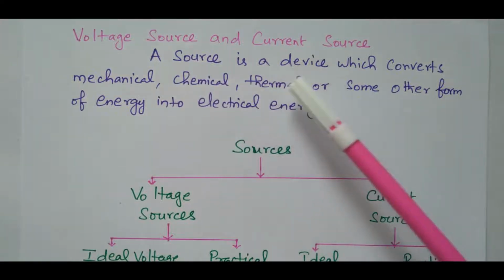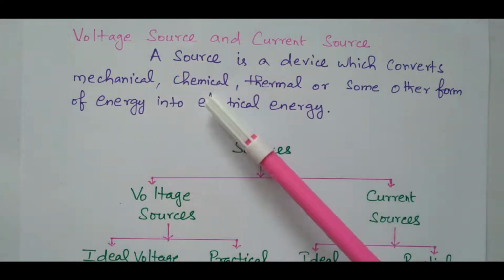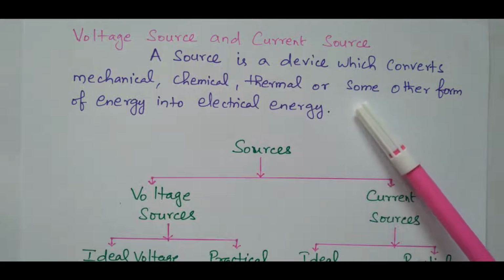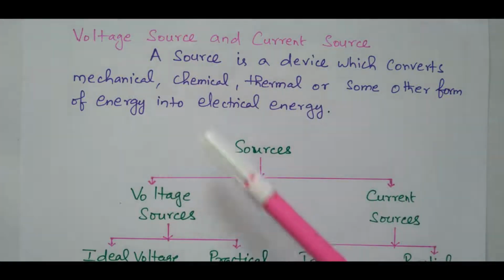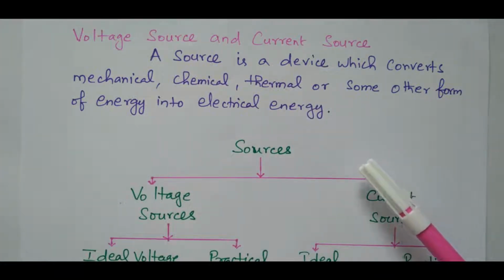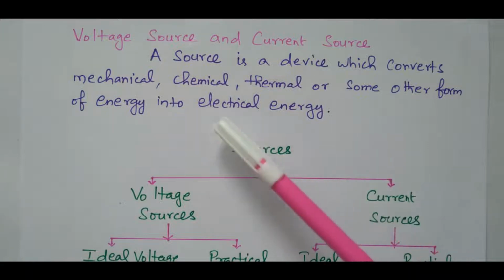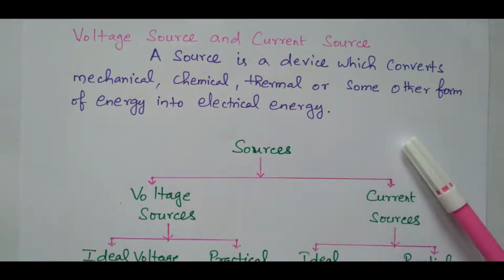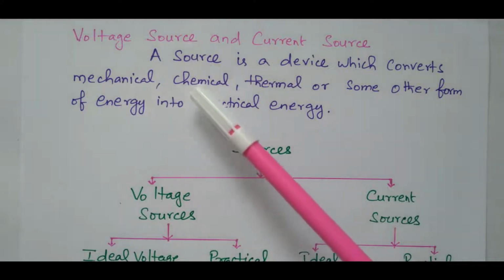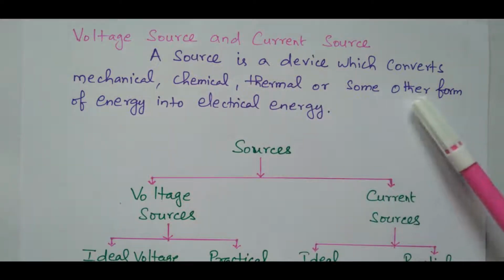The source is a device which converts mechanical, chemical, thermal or some other form of energy to electrical energy. Right? So the source is nothing but any form of energy converted into electrical energy. That is called a source, either mechanical, chemical or thermal or some other form.